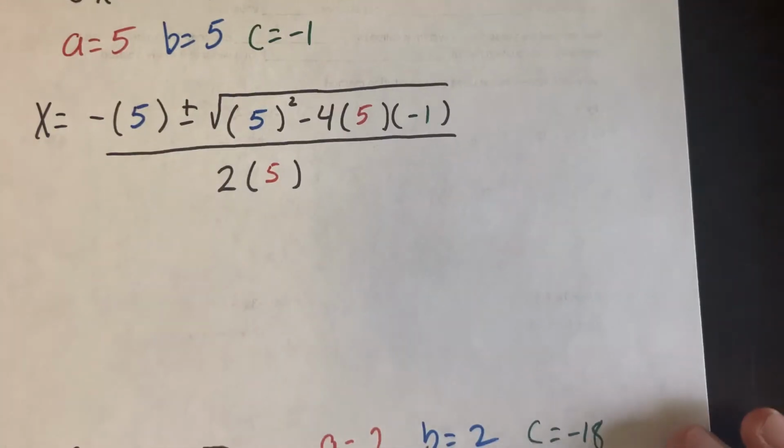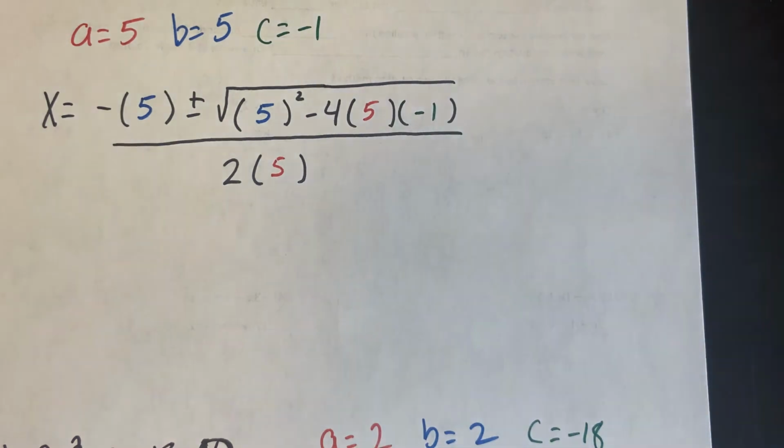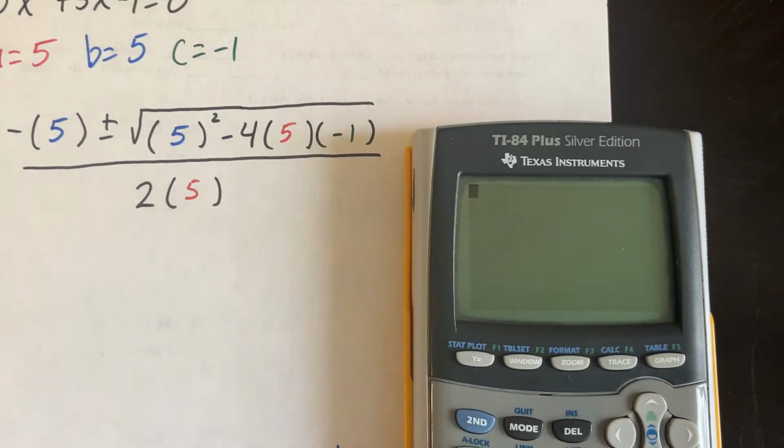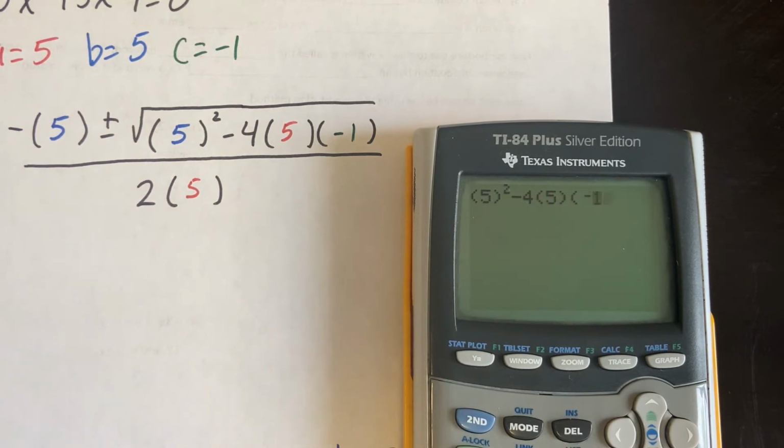Once we get everything into the formula, the first thing that we should do is simplify the stuff underneath the square root. So the stuff underneath the square root, I have parenthesis 5 squared minus 4 parenthesis 5 parenthesis negative 1. Again, parentheses are definitely important here. You will screw it up if we don't use our parentheses. Word for word as we see it there, once we hit enter, it gives me a 45.